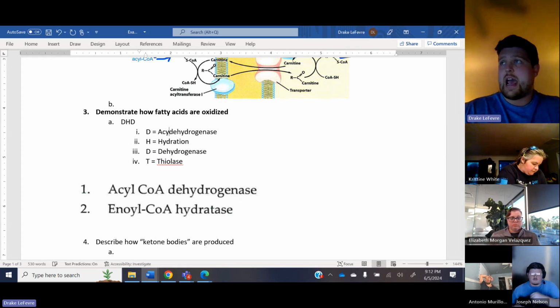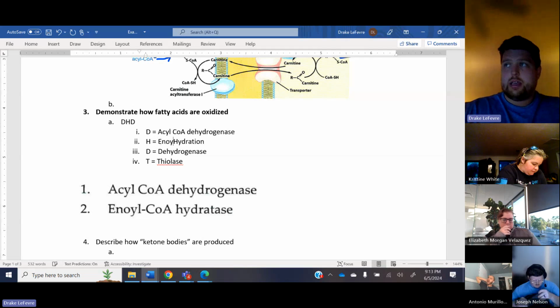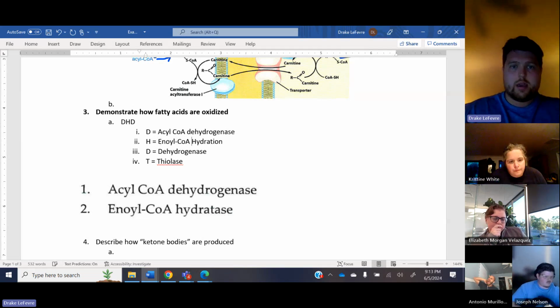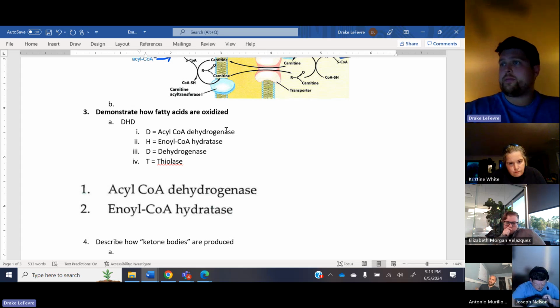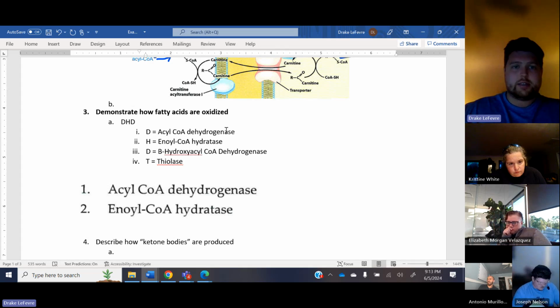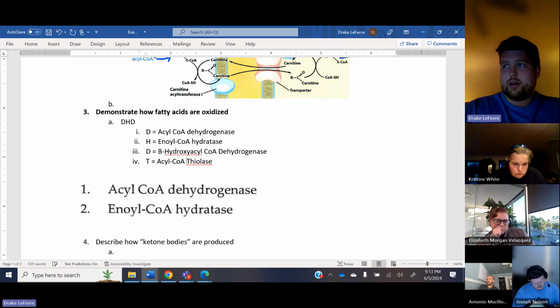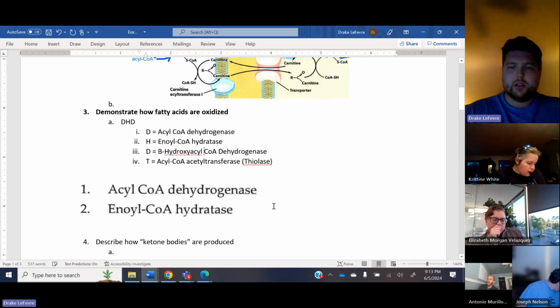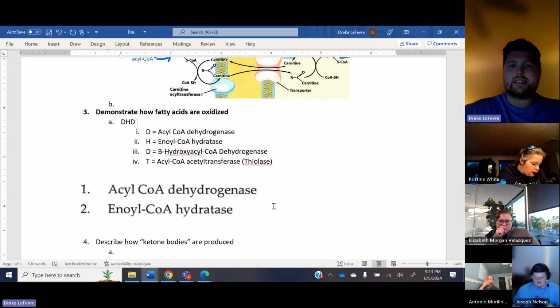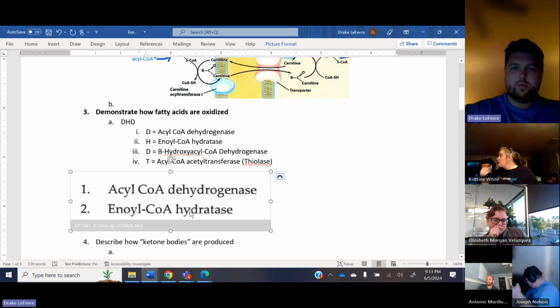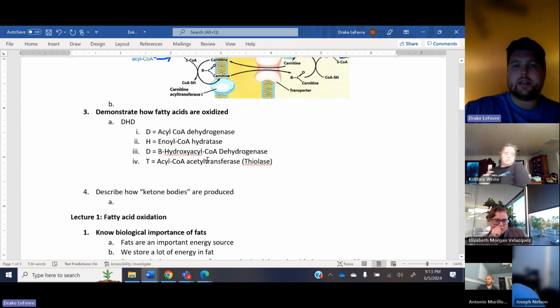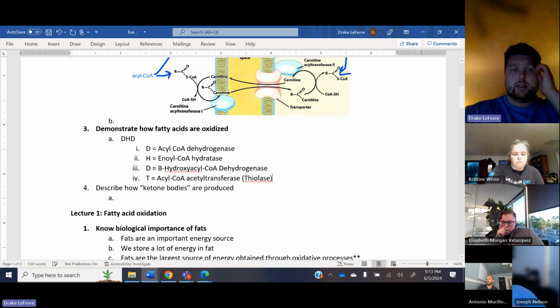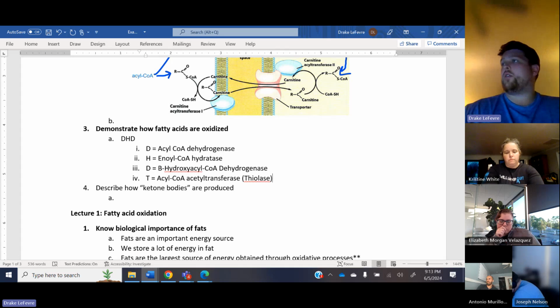So we have an acyl-CoA dehydrogenase, enoyl-CoA hydratase, beta-hydroxyacyl-CoA dehydrogenase, and then acyl-CoA acetyltransferase, which is a thiolase. A key thing to remember is to look for the CoA. If you know the steps of each one, the name tells you dehydrogenase, hydratase, dehydrogenase, and then acyltransferase, exactly the order of those.